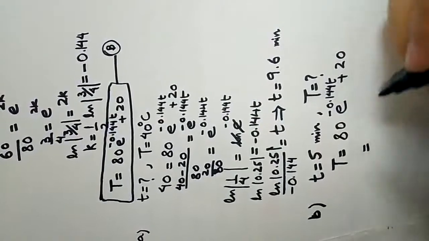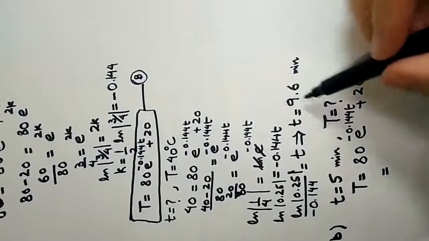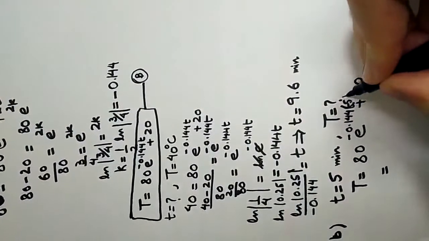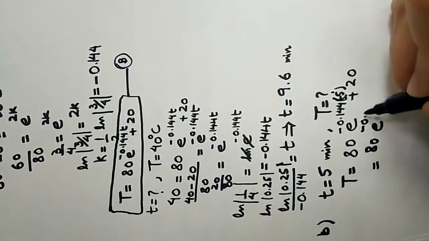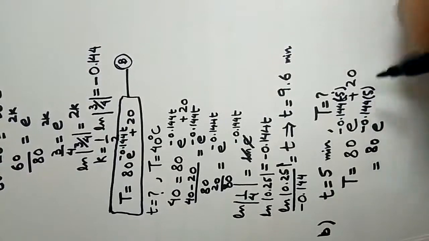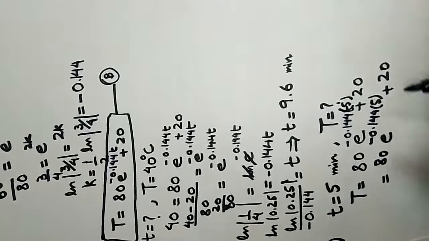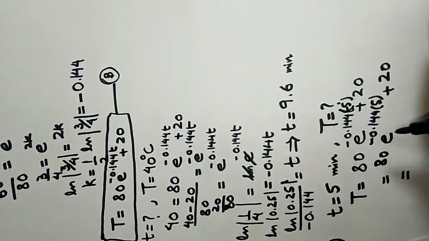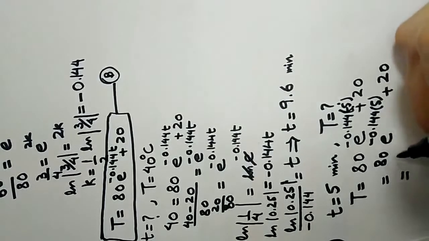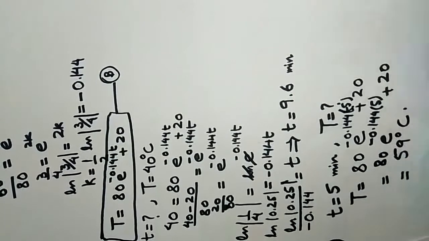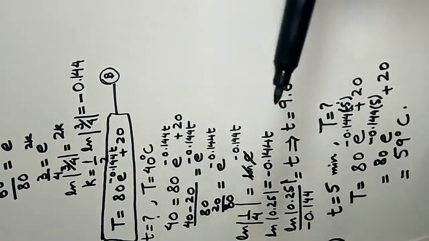Sorry, t is 5 here. So T equals 80 e to the power minus 0.144 into 5 plus 20. Calculate it and tell me the answer. So the temperature is 59 degrees centigrade. So these two are the answers of that specific problem.